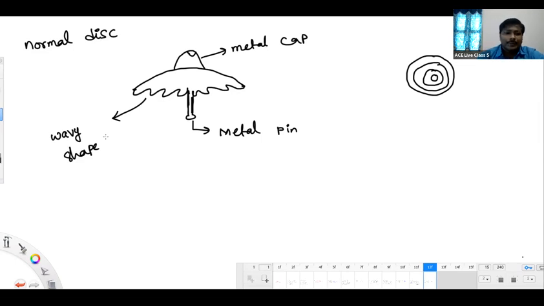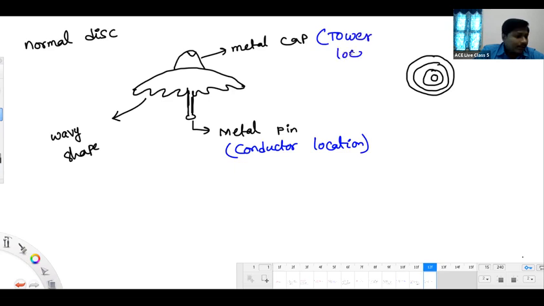Now please tell me, which is the position of the conductor and which is the position of the tower? We have a metal cap and a metal pin. For which point do we connect the conductor, and for which the tower? Metal pin is the conductor location, whereas metal cap is the tower location.